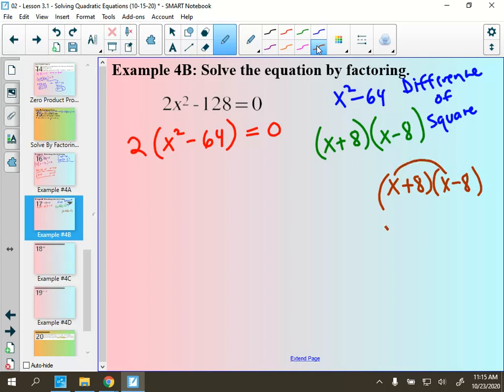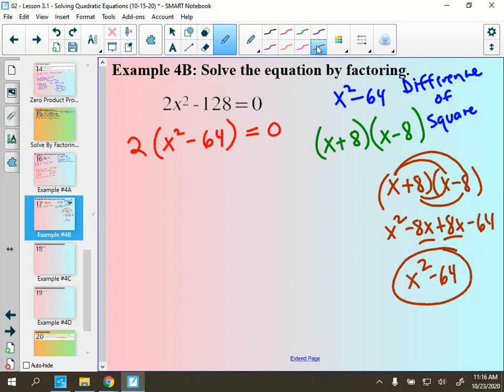I'd multiply these terms and get an x squared. I'd multiply these terms and get a negative 8x. I'd multiply right here and get a positive 8x. And I'd multiply right here and get a negative 64. And we would simplify and say, hey, negative 8x plus 8x is 0. So we end up with x squared minus 64. So it puts us right back where we started. That's kind of with factoring how it works. We're basically unpacking something like this in standard form and putting it into its factored or intercept form.